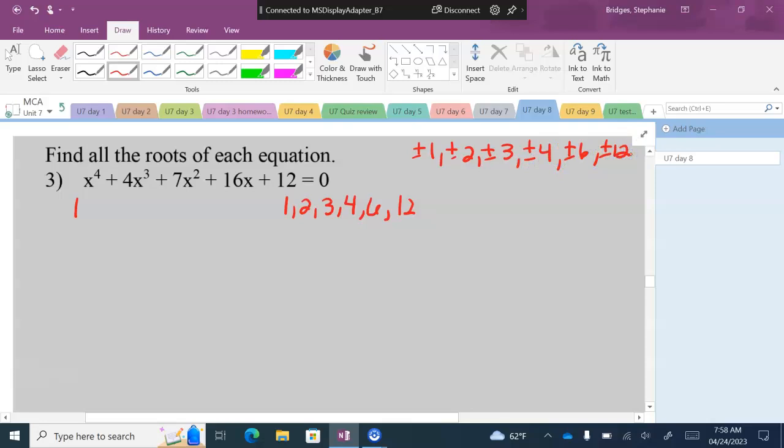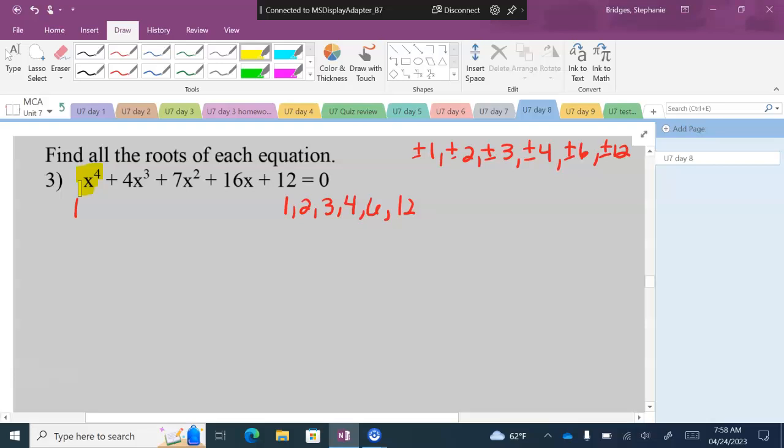Now, before we start, I want to focus on why this one is slightly different. Look at your leading coefficient. How many answers are we supposed to have this time? Supposed to have 4. So if you have 4 or higher, you're going to have to do synthetic division multiple times to be able to work down to a quadratic, an x squared, that we can actually solve, okay?